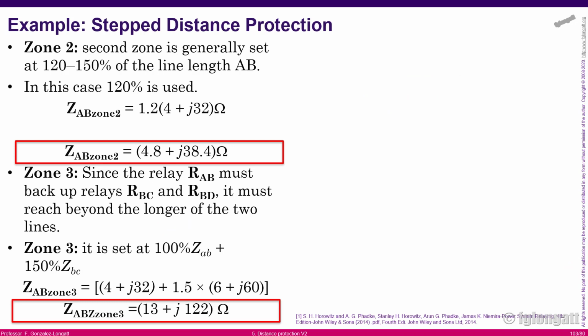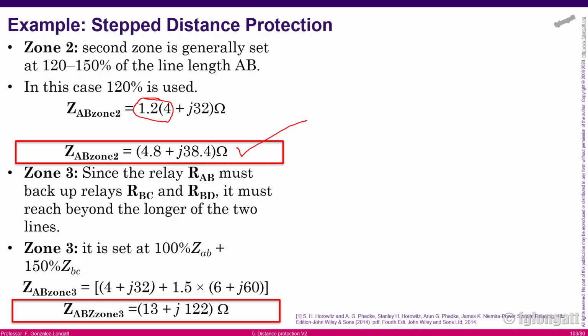Then we have Zone 2. Zone 2 is extremely simple. You can say that it is between 120 and 150% of the protected line. In this case, we will go a bit lower. We will define the setting as the minimum, that is 120% of the impedance of the transmission line. We get here the setting.